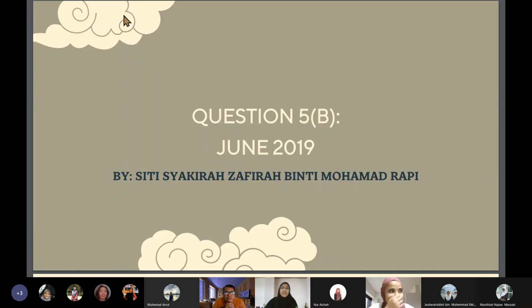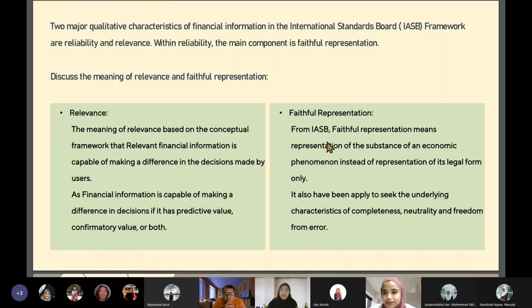The next question is question 5B in June 2019. It's the same question as the previous group, but I will answer differently. Two major qualitative characteristics of financial information in the International Accounting Standards Board framework are reliability and relevance. With reliability, the main component is factual representation. Discuss the meaning of relevance and factual representation.